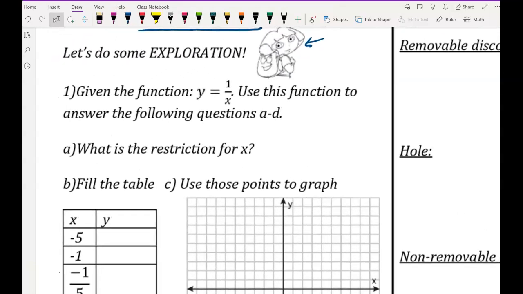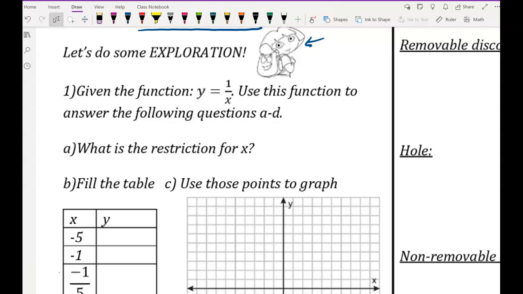So here's our function right here. y equals 1 over x. I would like for you to use this function to answer the following parts A to D. Part A, what is the restriction for x? Hopefully, by now, since we have 1 over x, we can see that x should never be 0.